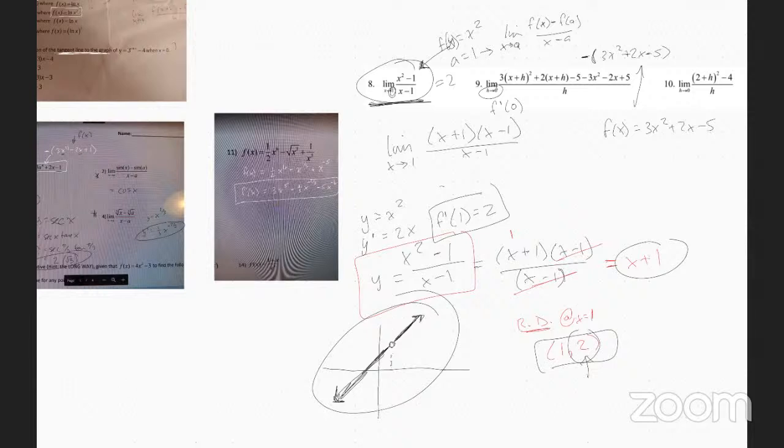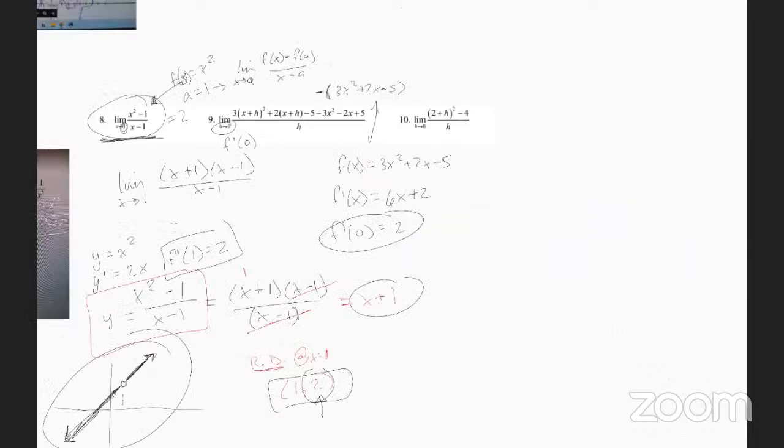Got it? So for number 9, take the derivative of this, 6x plus 2, and now plug in 0. So it's 2. Got it? So number 10, what's number 10 saying? What's the function?